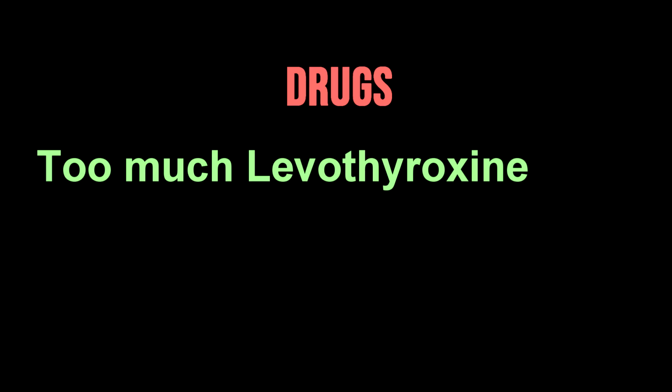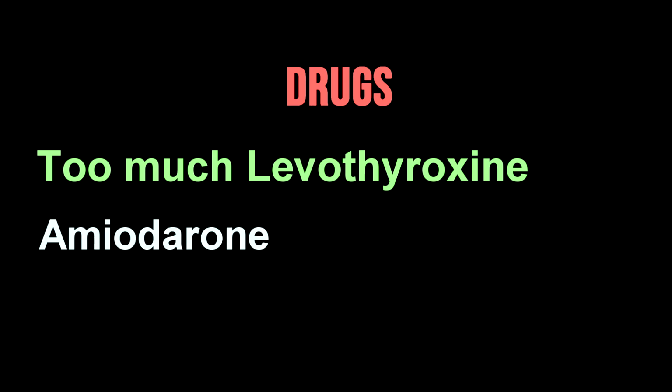For example, if you are taking thyroxine and you take too much, you'll have too much thyroxine, so it'll be hyperthyroid, as well as amiodarone can cause hyperthyroidism. So let's talk a little bit about the clinical features of hyperthyroidism.